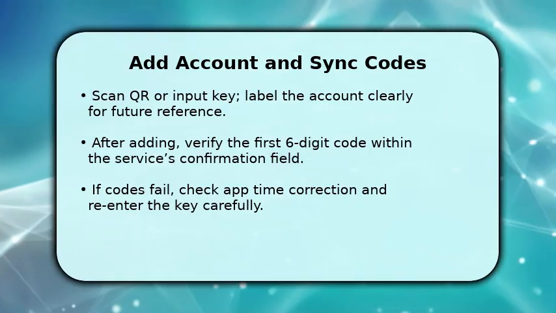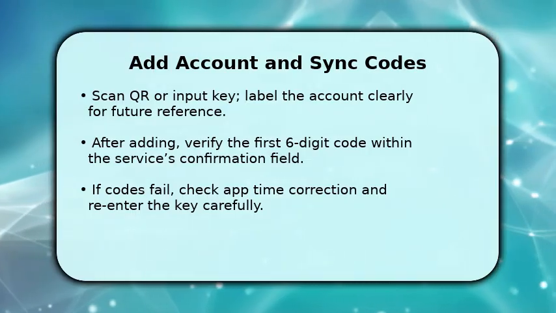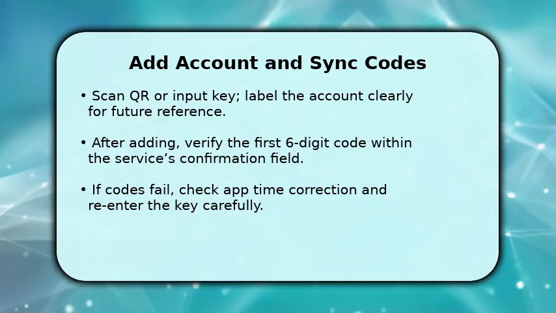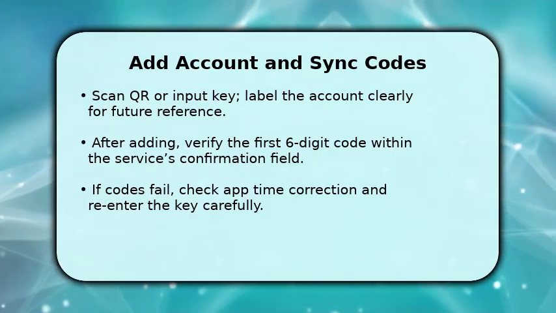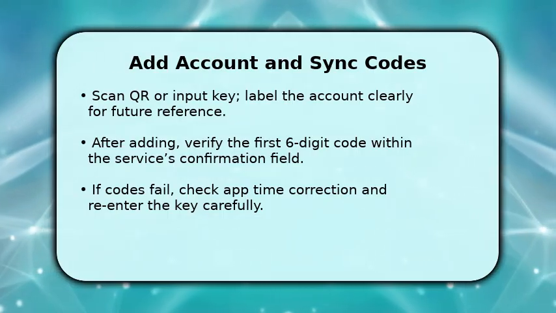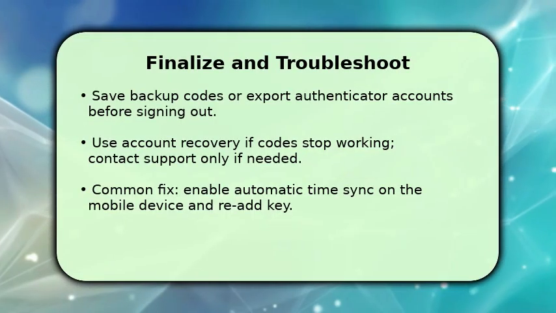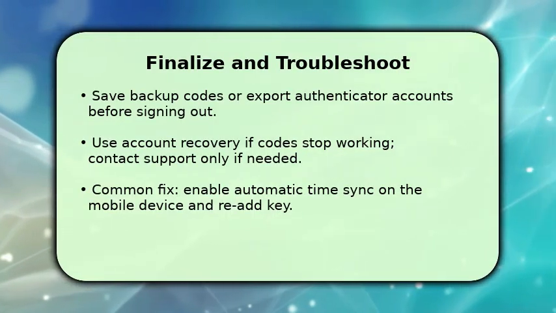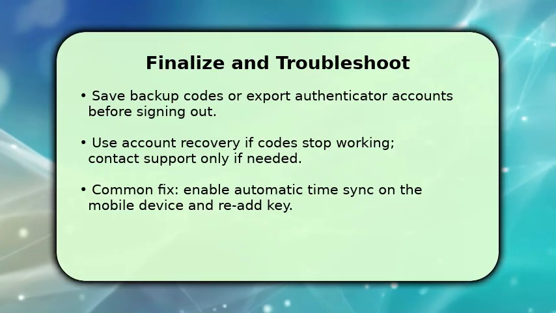If the service rejects the code, make sure your phone's time is accurate and try again. Re-enter the key if necessary, because tiny typos break the algorithm. Complete the setup by saving any provided backup or recovery codes in a secure place. These are your fallback if you lose the authenticator.